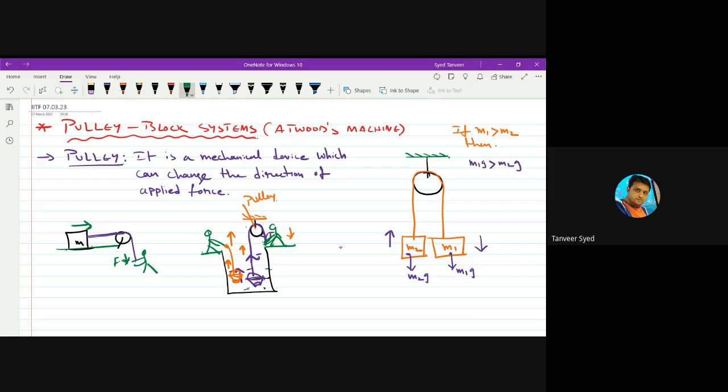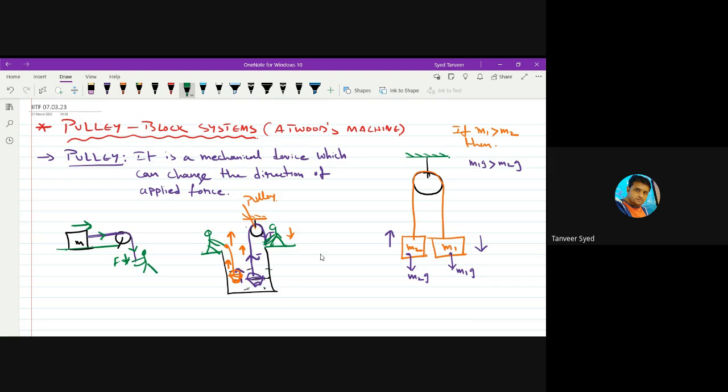Again, change. That means this force must be acting on the block in this direction. That means the direction of the applied force is changing because of the pulley. So this is what a pulley does. It changes the direction of the applied force.